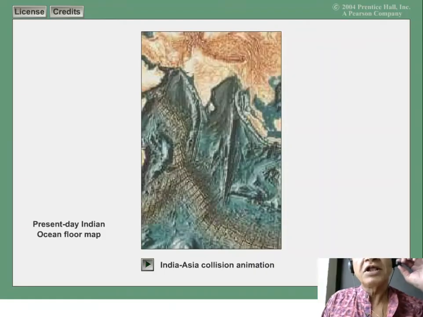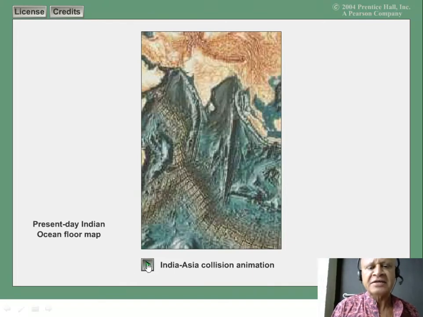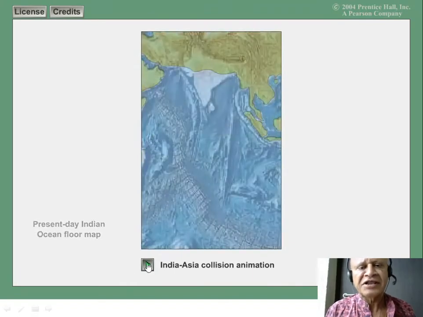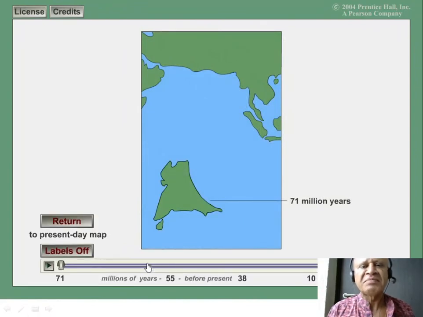So let me quickly show how climate can change because of plate movement. If we go back a billion years or more, we will see that plate movements have been causing climate change all along, and we'll see some more details. I will zoom into our own neighborhood here in India and see how India has moved over time. It started moving 71 million years ago.